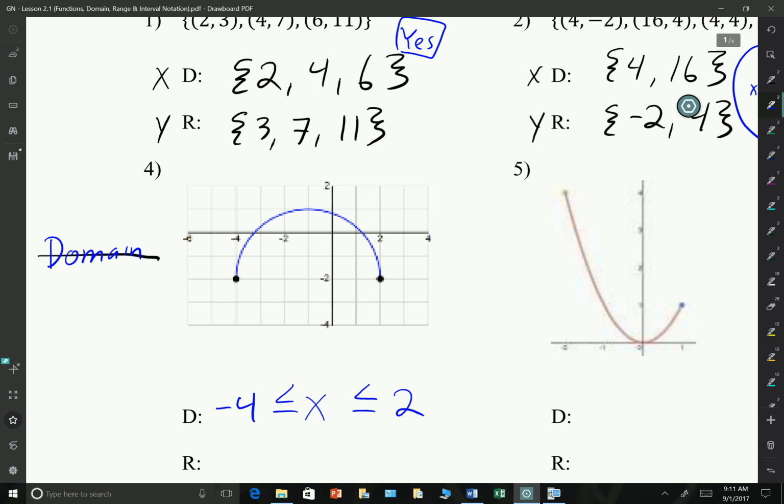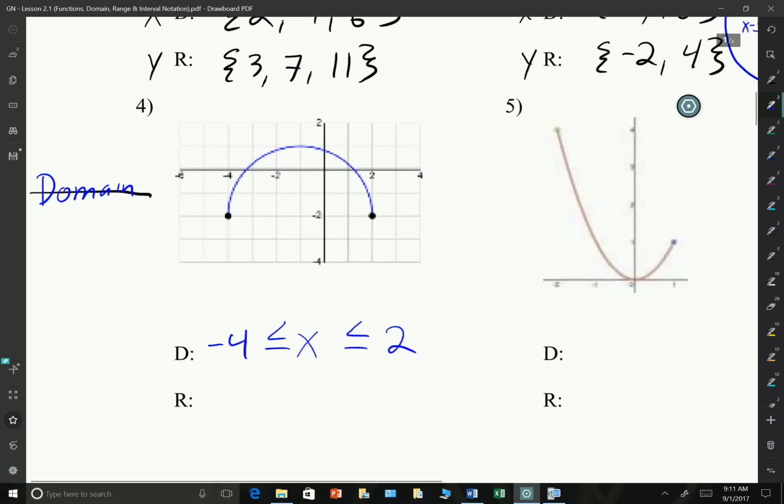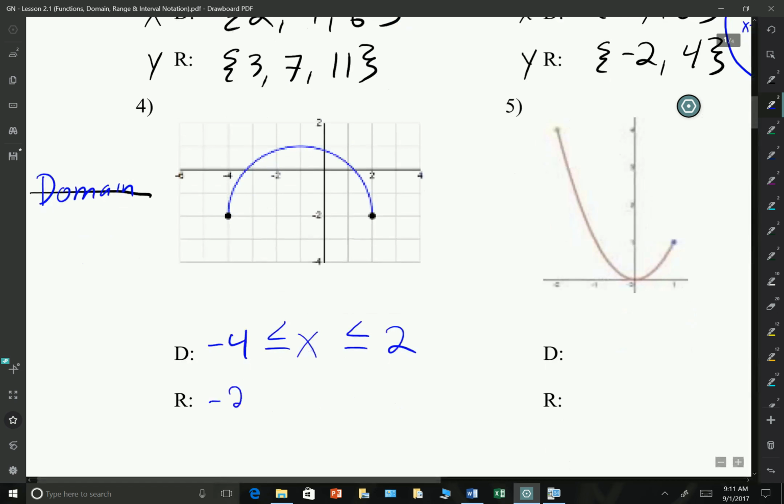That's domain. Vertical pencil, left to right. Where does it start? Where does it end? Do that for the range. If I do that for the range, what am I going to do with my pencil? Turn horizontal. I'm going to go down here, right? Least to greatest. As I go least to greatest, what's the first part my pencil hits the graph? Negative 2.